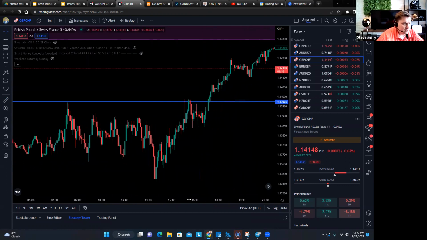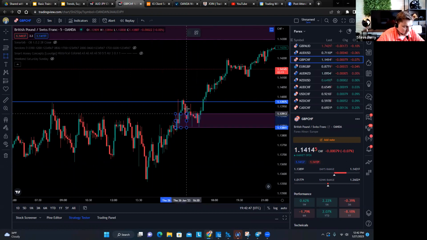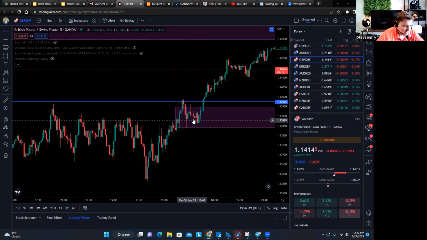Now, what is the loading up area? Hopefully you can see it. This is the load up area right here. Whatever they did here is what enabled them.